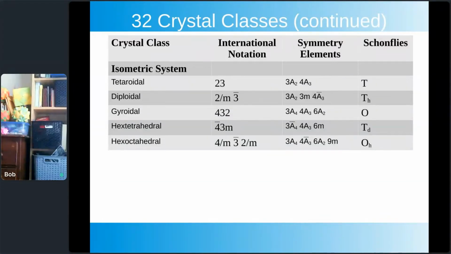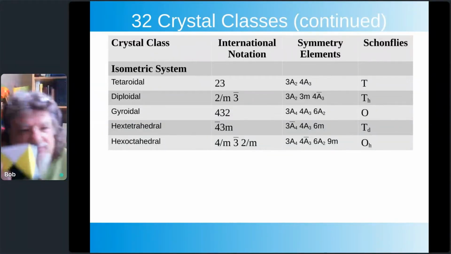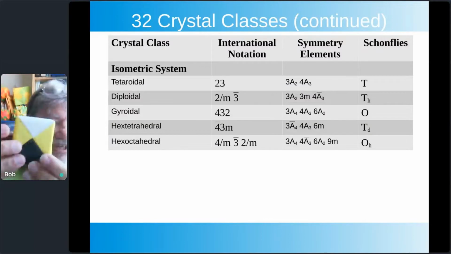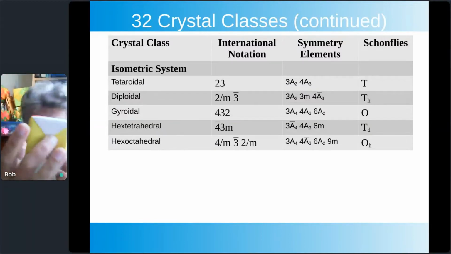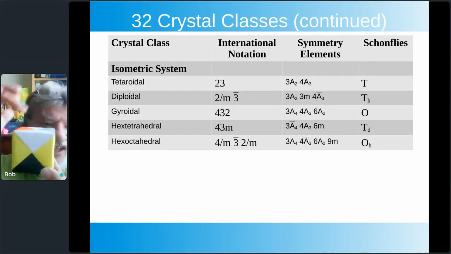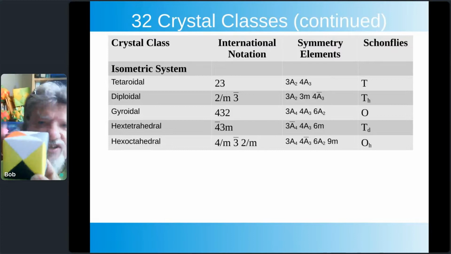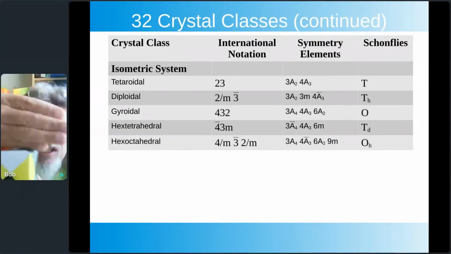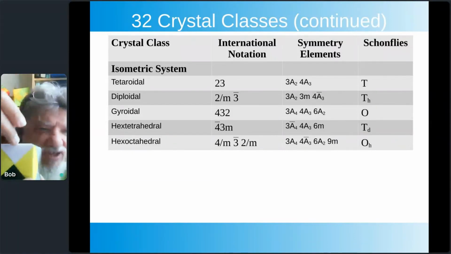That's a nice cube. Use this one. Look at a cube here. You've got a fourfold axis going through each face. You have threefold axes going through each corner, and those are the critical things. And then you've got a whole bunch of mirror planes and twofold axes on each edge.